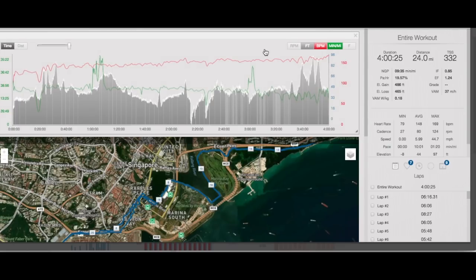I like to just simplify it so my brain can understand. The gray here is the elevation. This was done, as you can see, in Singapore, so there's not a ton of elevation gain and loss.